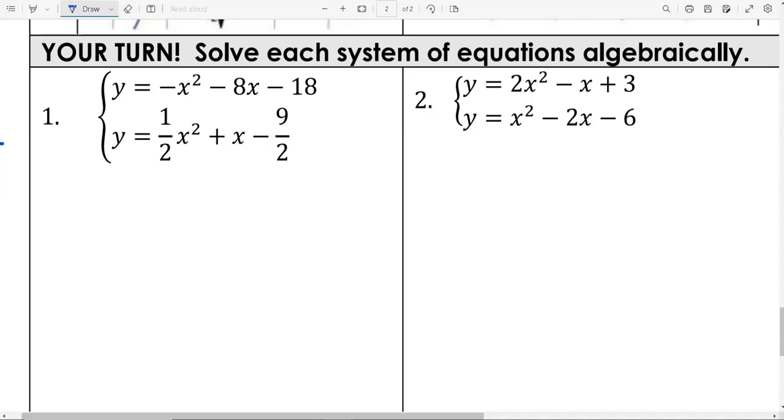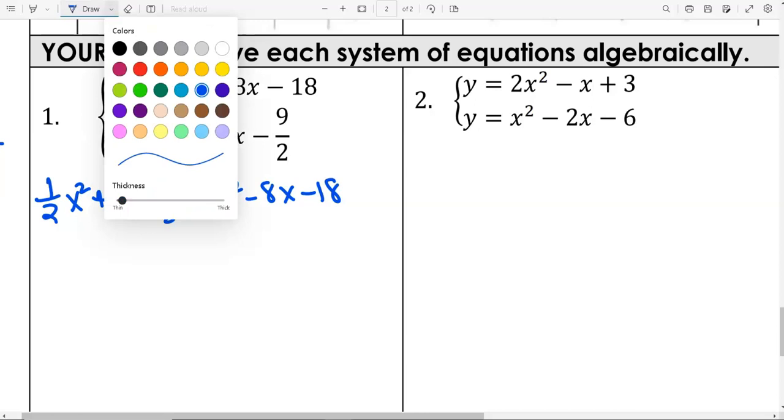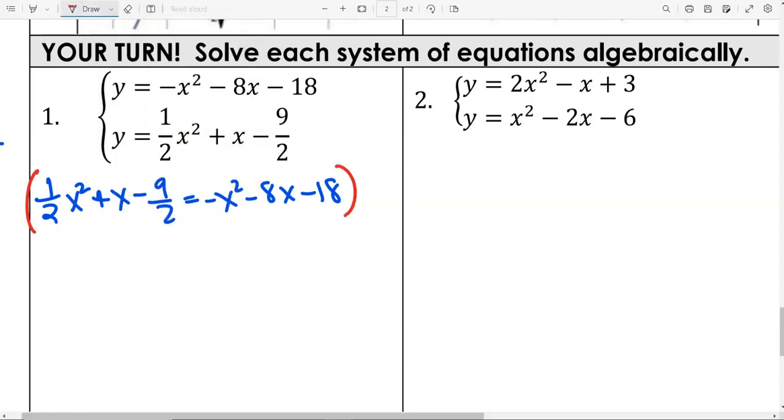I'm going to make them equal to each other. So I'm going to do 1/2 x squared plus x minus 9/2. Make it equal to negative x squared minus 8x minus 18. What can we do to make life easier and not have to deal with adding and subtracting fractions? Multiply the entire function by 2. Everything is going to get multiplied by 2. Okay. 2 times 1/2 is just 1. So that becomes 1x squared. 2 times x is 2x. 2 times negative 9/2 is negative 9.